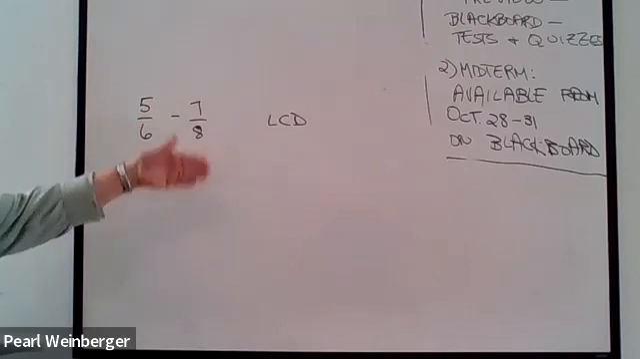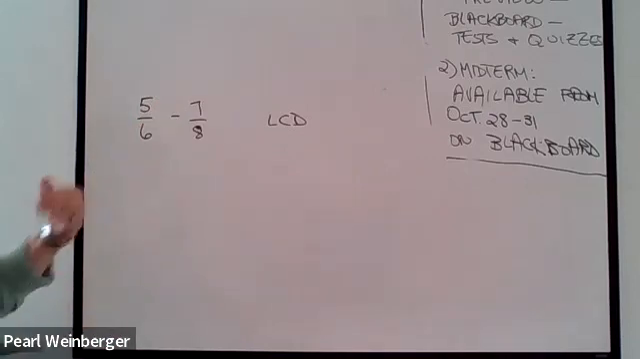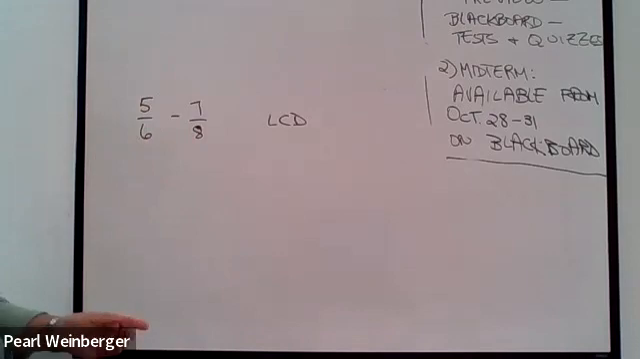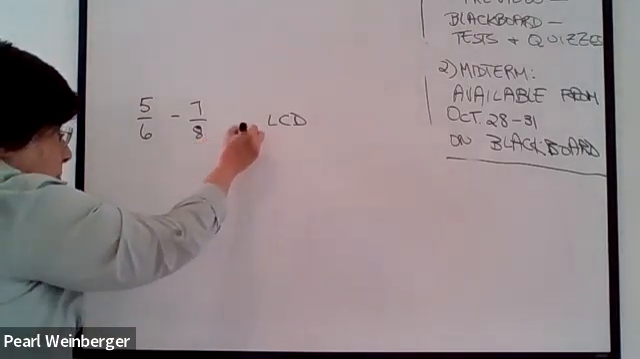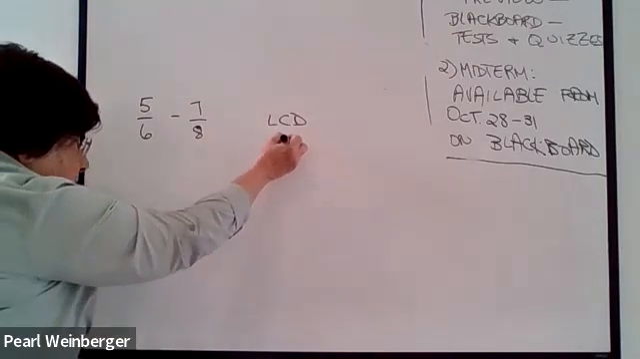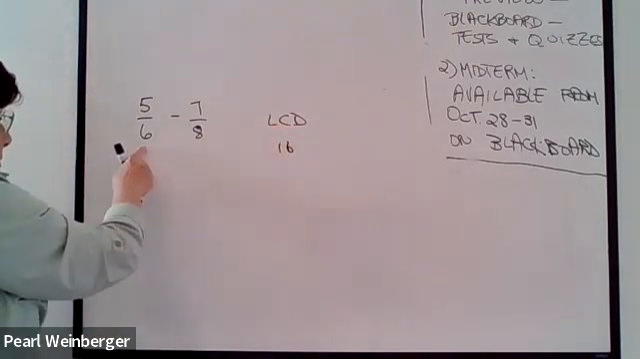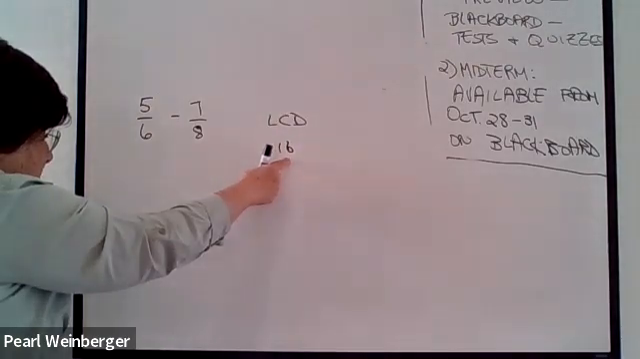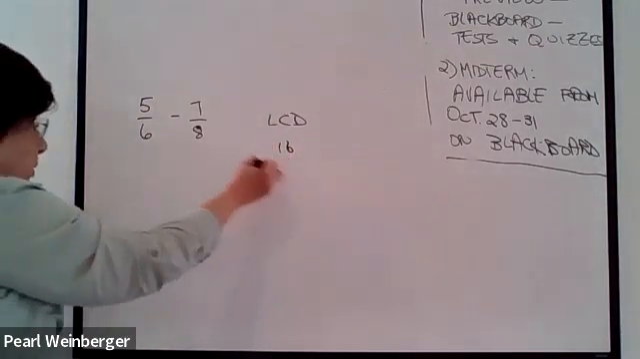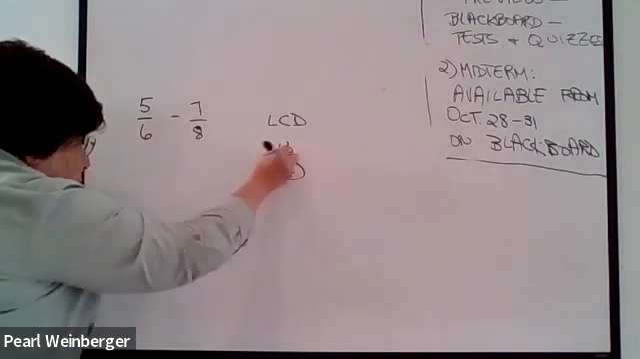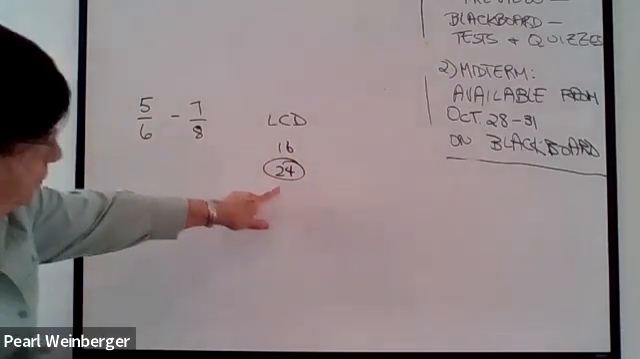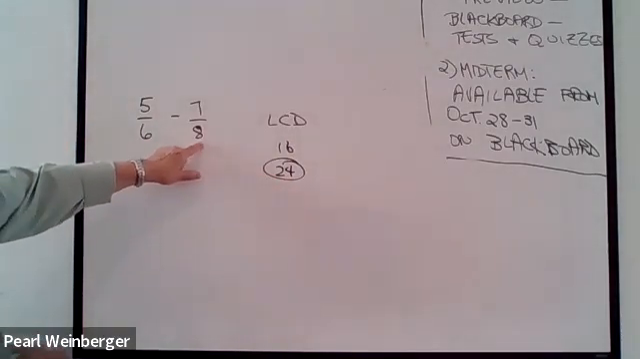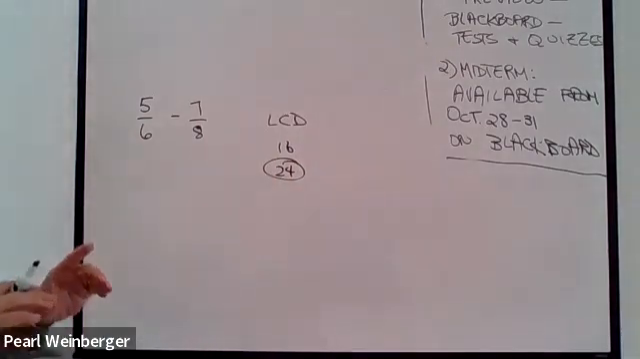If not, just keep multiplying that number by increasingly bigger numbers. In other words, 6 does not go into 8. So the next thing I'm going to try is 16. 2 times 8 is 16. But 6 does not go into 16. So then I do 8 times 3, which is 24. And 24 is a good choice because both 6 divides evenly into 24 and 8 divides evenly into 24.